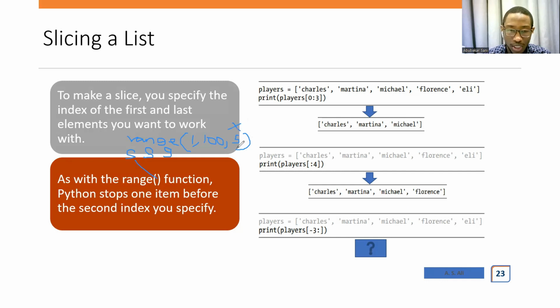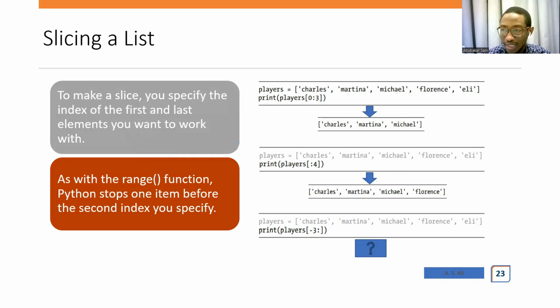Sometimes the step is not included. When the step is not included, what the computer will do is to assume the default step, which is 1. So if you do not include the step, it will assume 1. So 1 to 100 will be 1, 2, 3, 4, 5, and so on. Okay, so this is all about slicing.